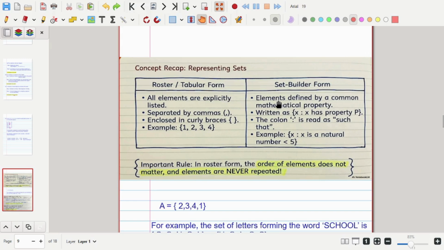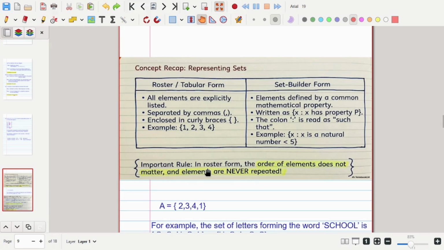Set builder form: elements defined by a common mathematical property, written inside the curly braces as all x, where this colon means such that. Read it as such that x has a property p, some characteristic property. For example, the set of all x such that x is a natural number less than 5. So this is the set builder form.